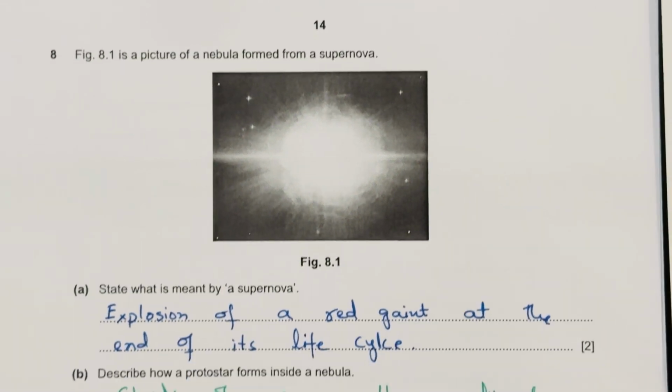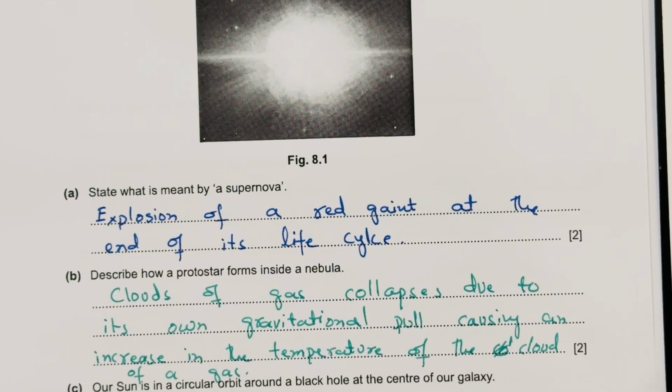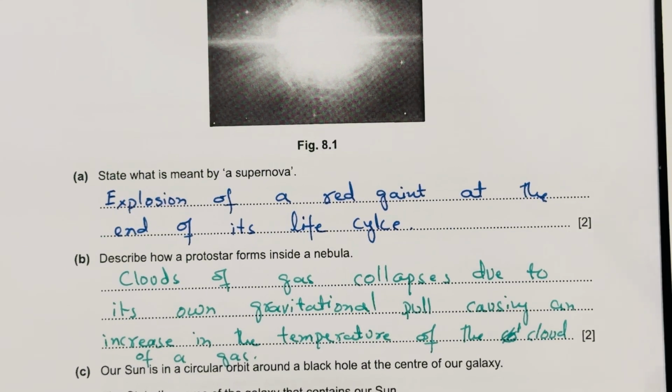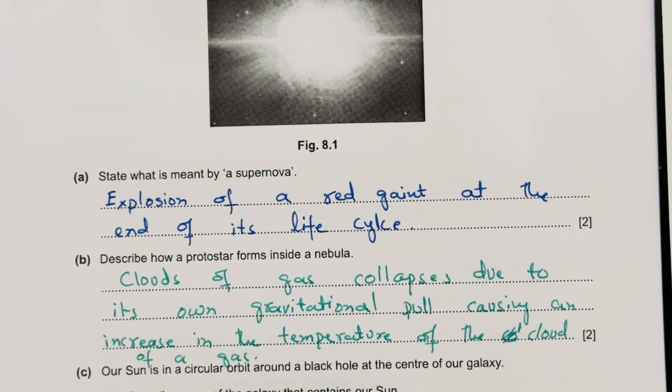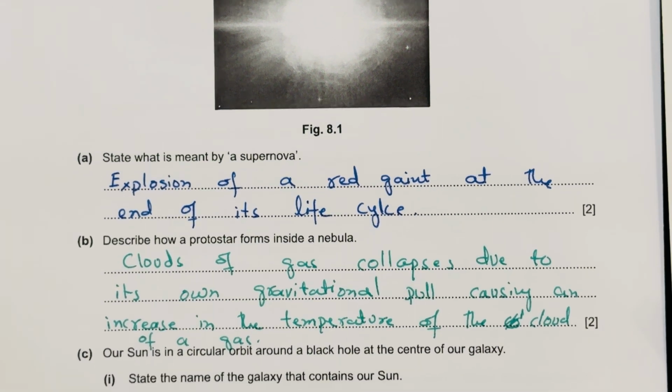Question number 8 is from atomic physics. Figure 8.1 is a picture of a nebula formed from a supernova. Okay, state what is meant by supernova. We know that a supernova is the explosion of a red giant at the end of its life cycle.